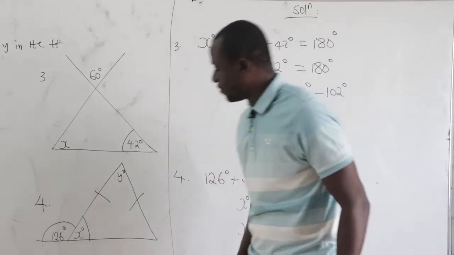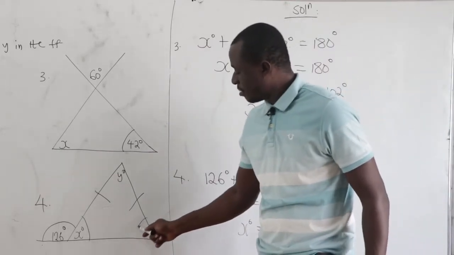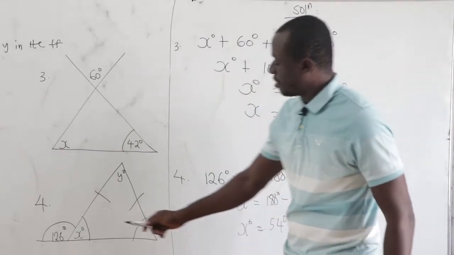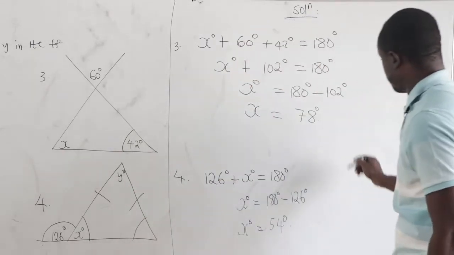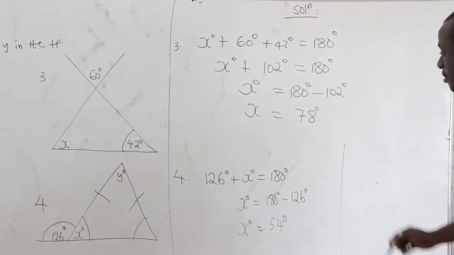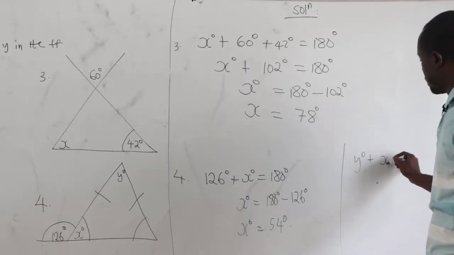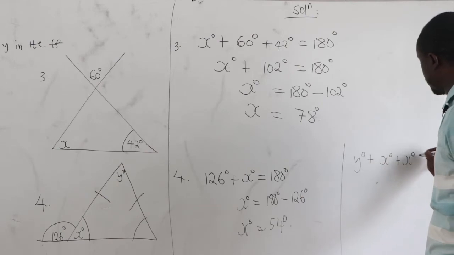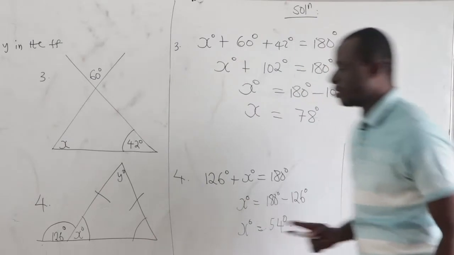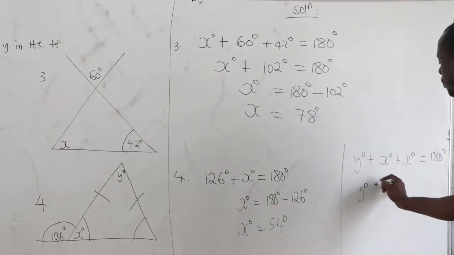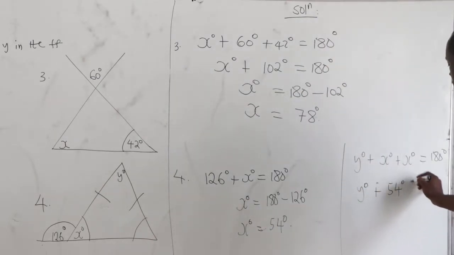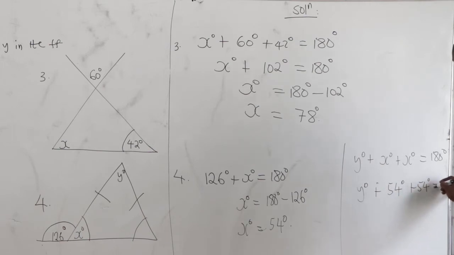Now, if this is 54 degrees, hence the angle here also will be what? 54. And the sum of angles in a triangle is equal to 180 degrees. So you can say that y degrees plus x degrees plus x degrees equals 180 degrees. If this is x, this is what? X. Now, we know x. What is x? 54 degrees.